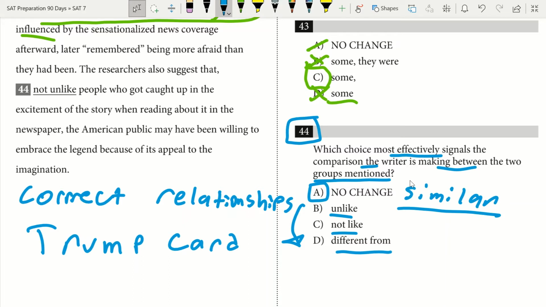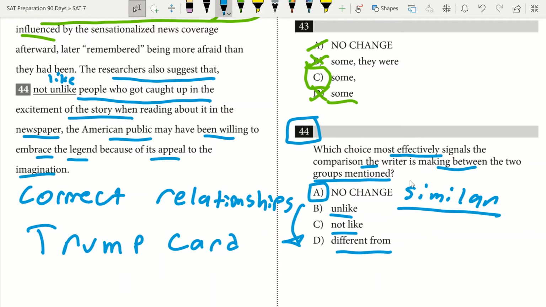Okay, so in this case, the researchers are suggesting that similar, so like, right, similar or like, the people who got caught up in the excitement of the story when reading about it in the newspaper, the American public also may have been willing to embrace the legend because of its appeal to the imagination, right? So the news story appealed to the imagination, and so did this legend of people believing it. Okay, so those two things are similar, and those people are similar. So we need something that shows that they're similar to express that correct relationship. Now, the only option that says that they are similar is "not unlike."